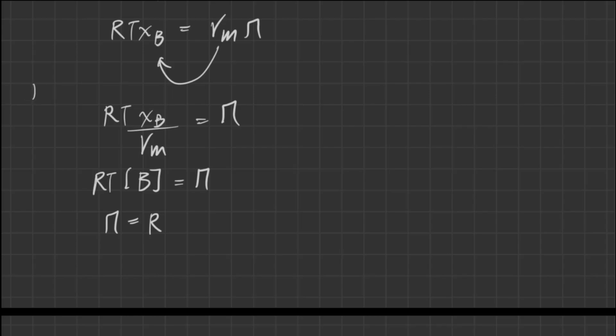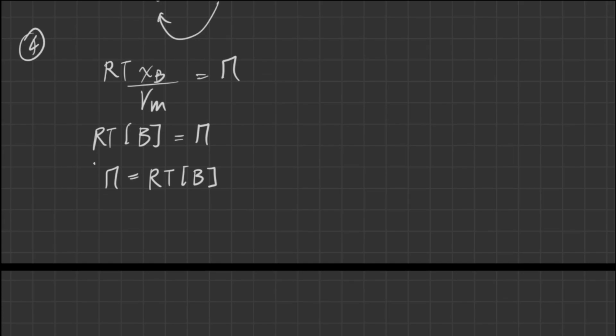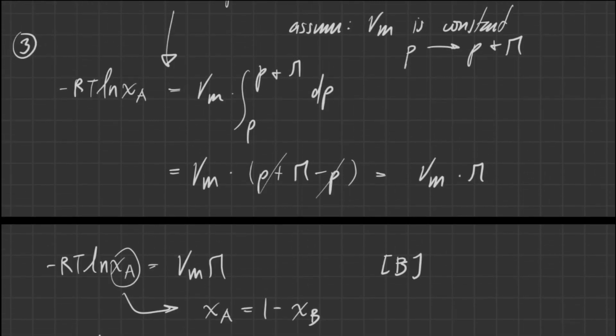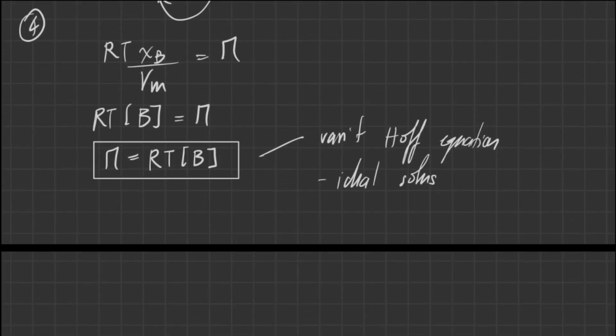Simplify. That's a terrible form. Simplify. So the osmotic pressure is equal to RT times the molar concentration of B, and there is the expression. This is also called the Van 't Hoff equation, and it's applicable only for ideal solutions. Right, so that's that. This is the expression which relates the osmotic pressure right here with the molar concentration of solute.